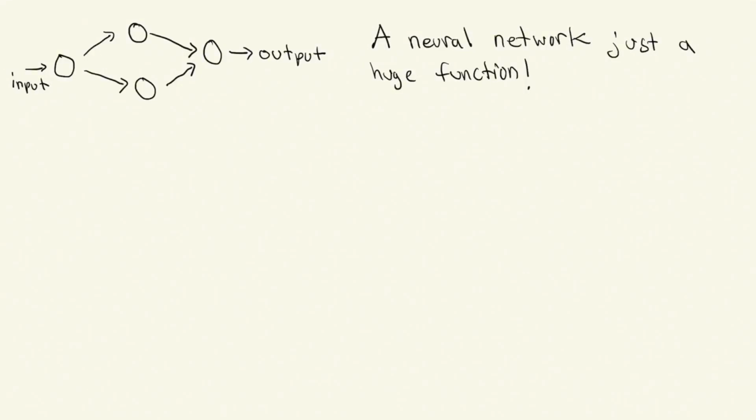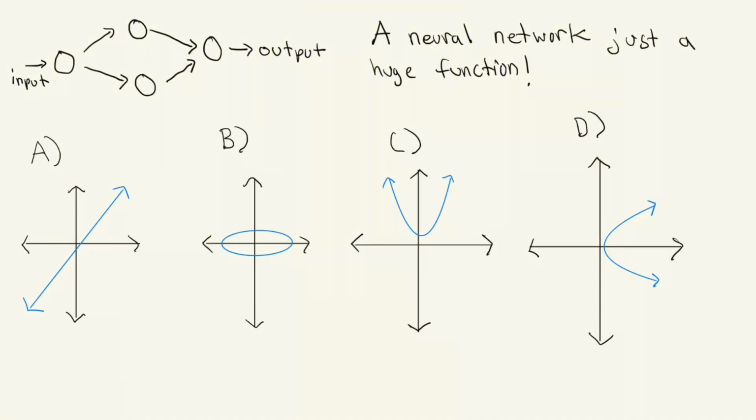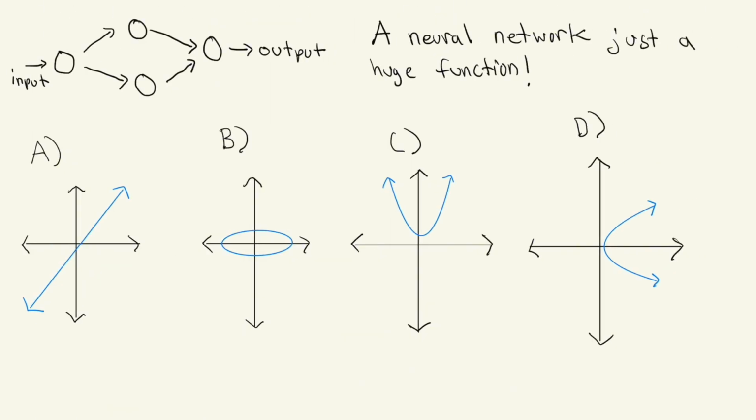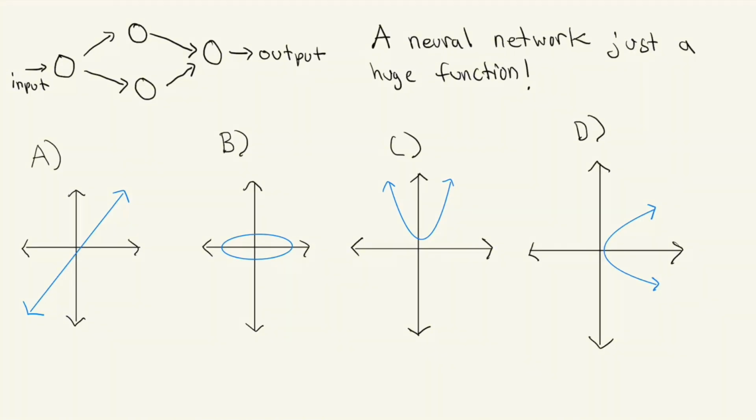So before we finish this lesson, I want to do one quick practice problem. Take a look at these 4 graphs here and identify 2 of them that are not functions. And recall, the definition of a function is a rule that assigns each input x of the domain to one output f of x of the range. So I'll give you a few seconds to think about this, or feel free to pause the video now. Okay, so the answers are both B and D are not functions.